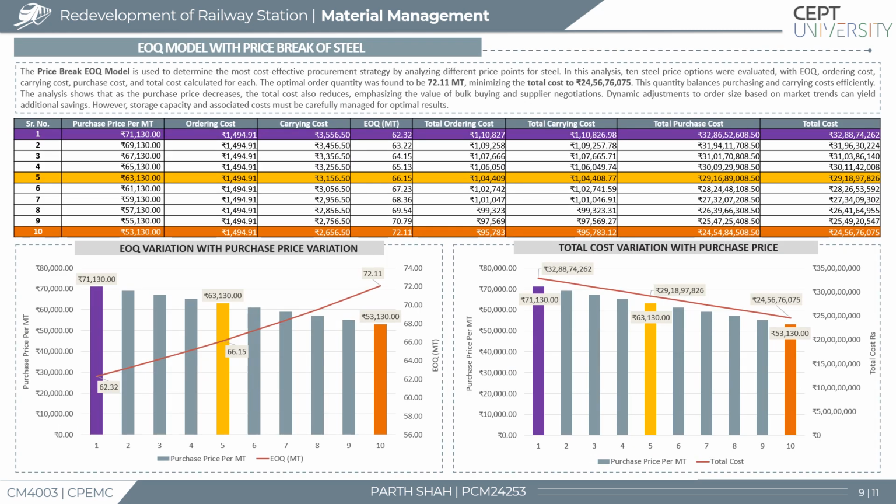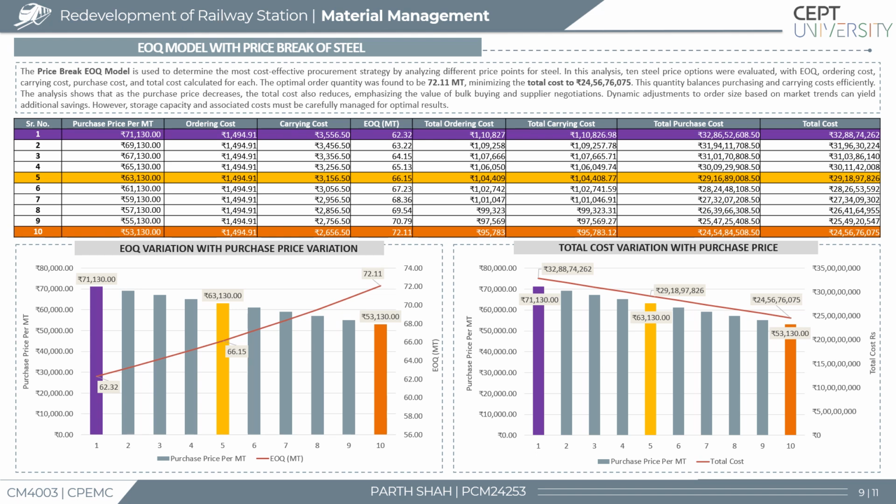In this, the economic order quantity model helps us determine the most cost-effective order size by minimizing total procurement cost, which includes ordering, carrying, and purchase costs. For this analysis, 10 different price points of steel were evaluated to identify the most economical order size by using the price break EOQ model. The optimal economic order quantity was calculated as 72.11 metric tons, which minimized the total cost, including ordering, carrying, and purchasing costs, to 24 crore 56 lakh 76,075 rupees.